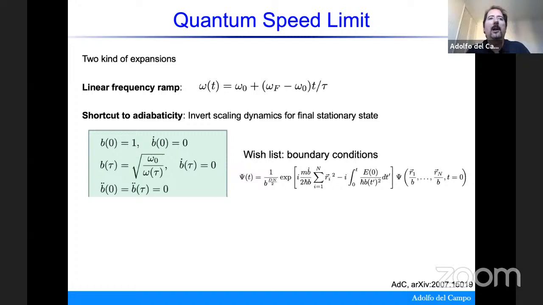So at the end of the expansion, we demand that this phase vanishes by setting B dot equal to zero, and we carefully choose the final expansion factor equal to the one we would get in an adiabatic evolution. And this is not needed. We can put other boundary conditions at time zero. We want to guarantee everything is smooth.